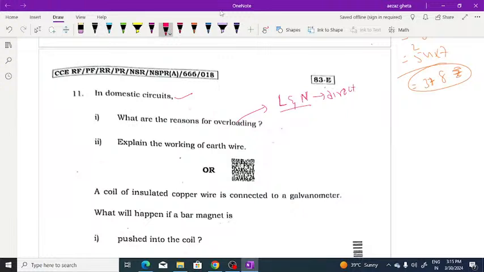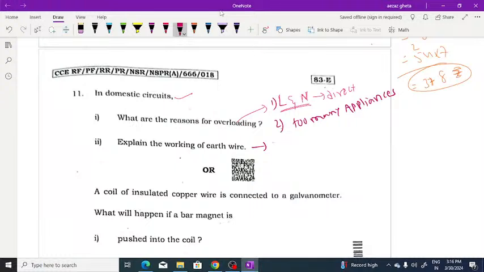You know, we gave this in our revision also, right? And overloading also takes place when too many appliances are connected in the same socket. Many appliances are connected in a what socket? Same socket. Right? So this is one, and another, too many appliances connected in the same socket. Understood?